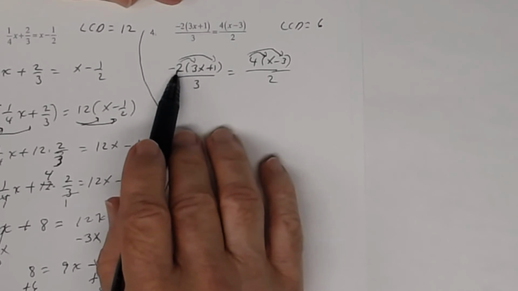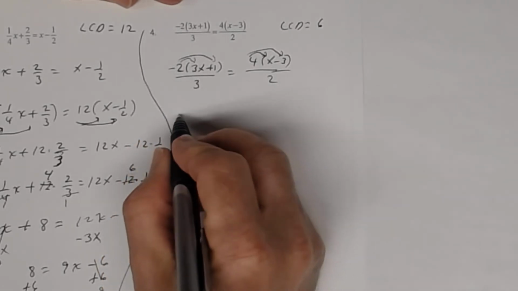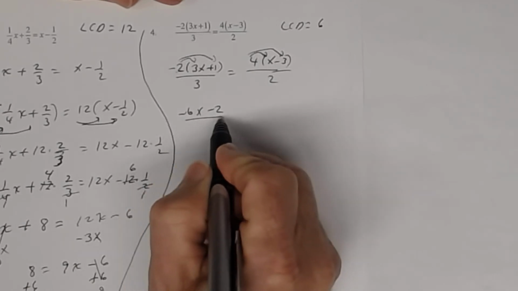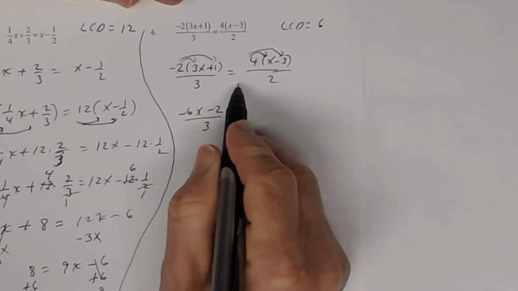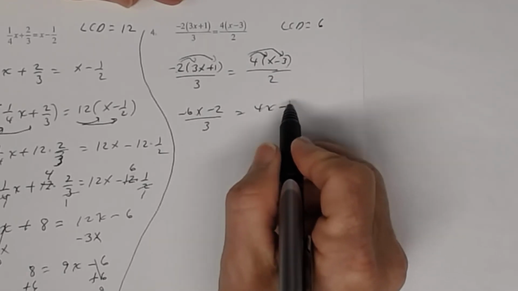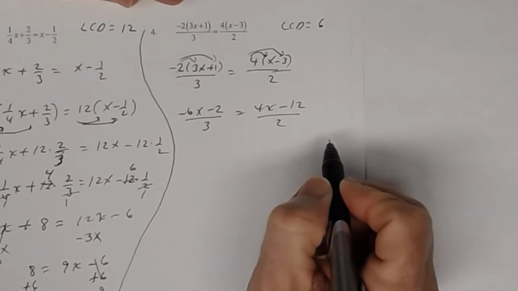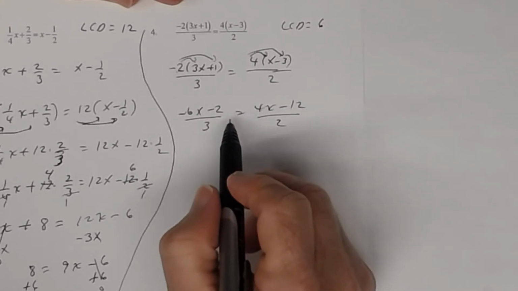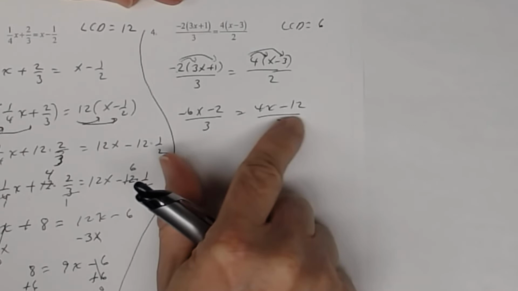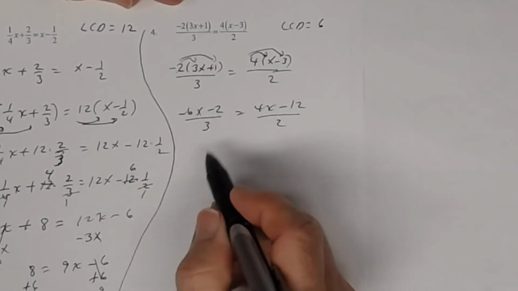But when I distribute, I get negative 2 times 3x is a negative 6x. A negative 2 times 1 is a negative 2 divided by 3, right? Equals 4 times x is 4x. 4 times a negative 3 is a negative 12 divided by 2. And now at this point, look what you have. You have one fraction here and one fraction here. So let me go ahead and rewrite this.